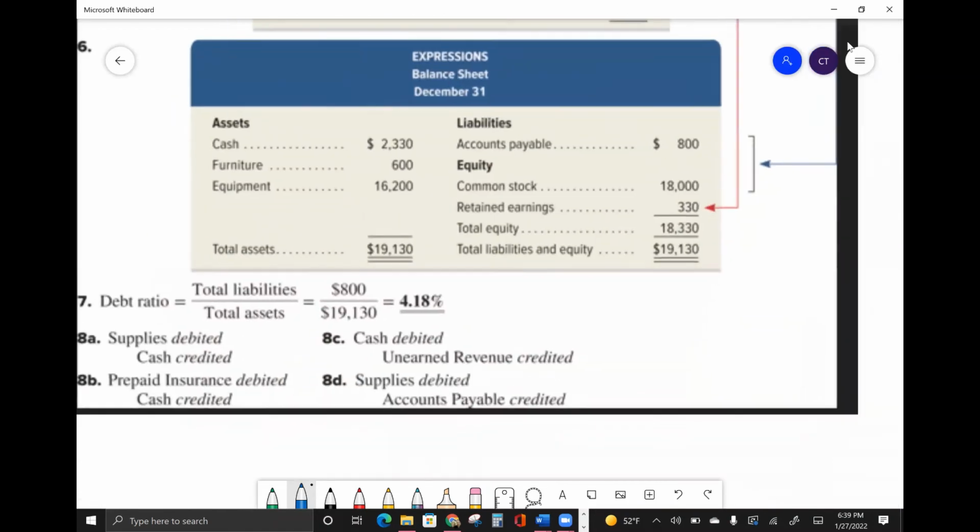Okay, and here's an example of the balance sheet. We talked about that. The balance sheet is assets equal liabilities plus equity. And that's how we have it laid out on this example. Assets on the left and liabilities and equity on the right, and they should total equal the same.